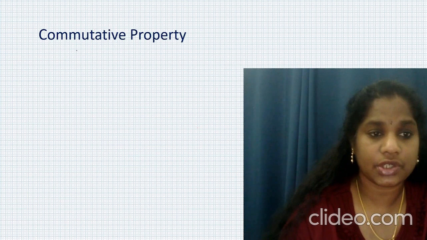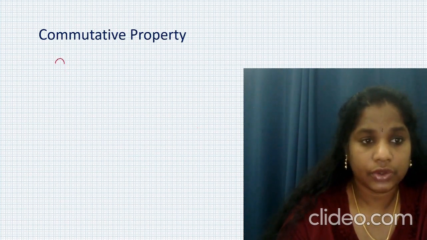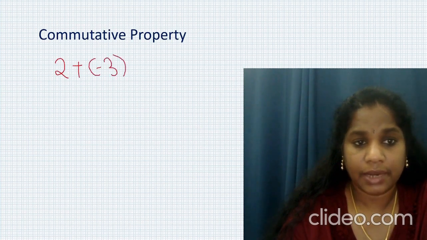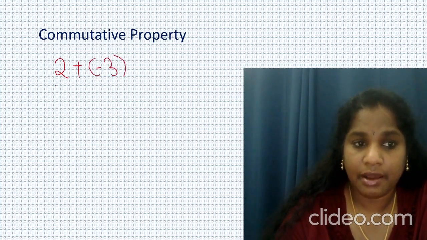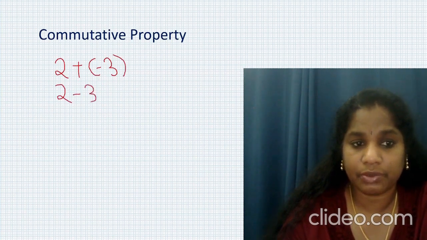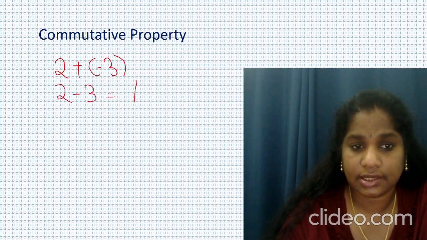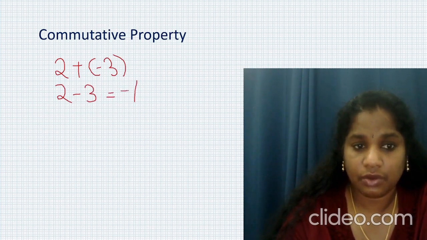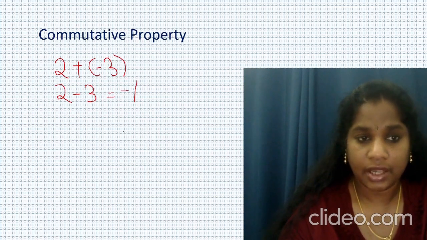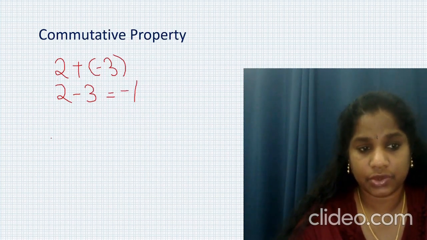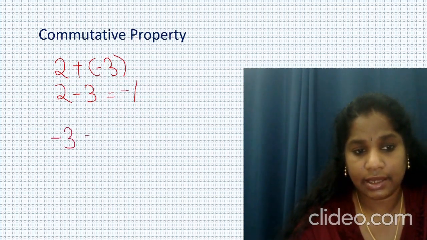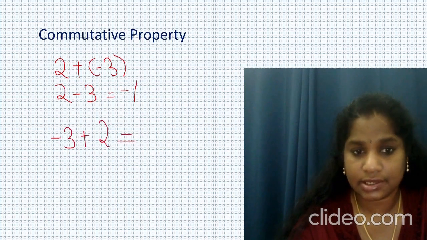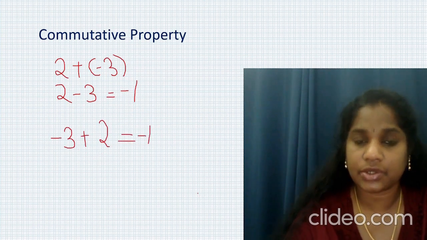So first we will just go for addition. 2 plus negative 3. Plus and minus, what happens? Minus happens. So it becomes 2 minus 3. What is our answer? 1. What is the sign of 3? Negative. So we will just put a negative sign. Now let me just interchange their position. Minus 3 plus 2. Minus and plus, minus, and 3 is the greater number, so negative 1.